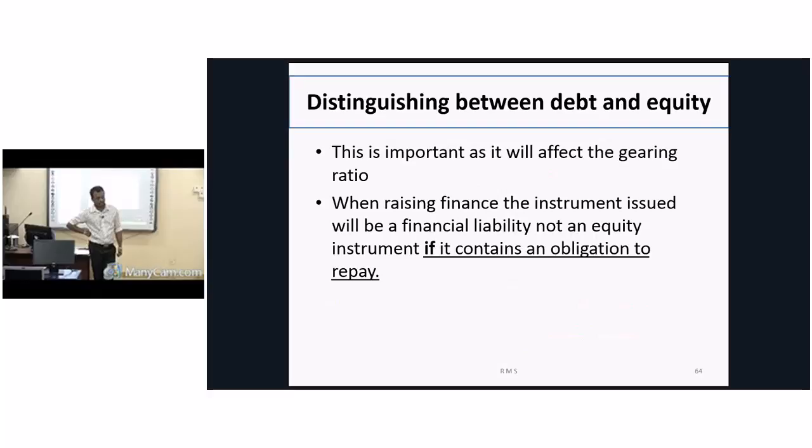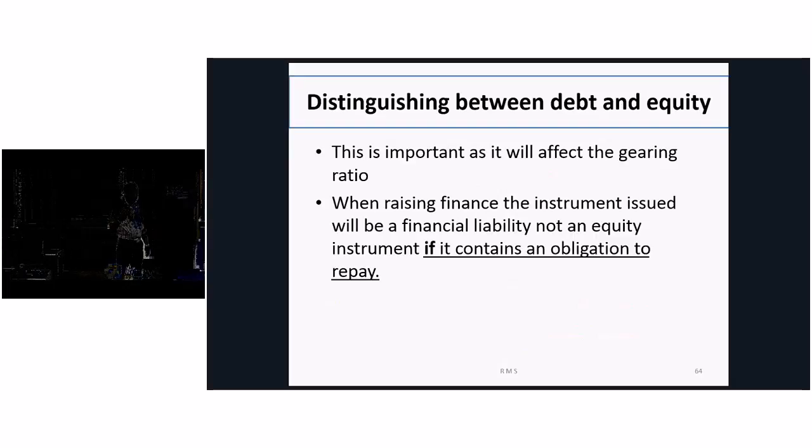Now the third classification, you can remember at the very beginning, last week I told you: financial asset, financial liabilities, equity instruments and compound financial instruments. So we call it hybrid financial instruments. Hybrid means you have two components. What is it? Debt and equity in one financial instrument. One part debt, one part equity.